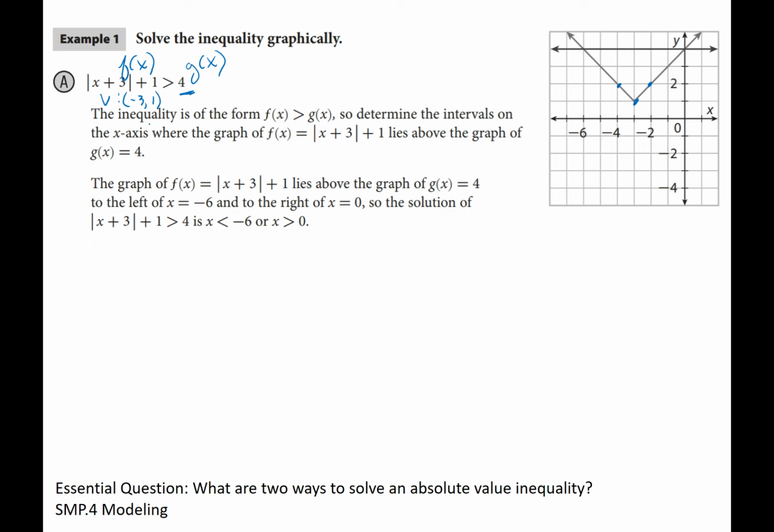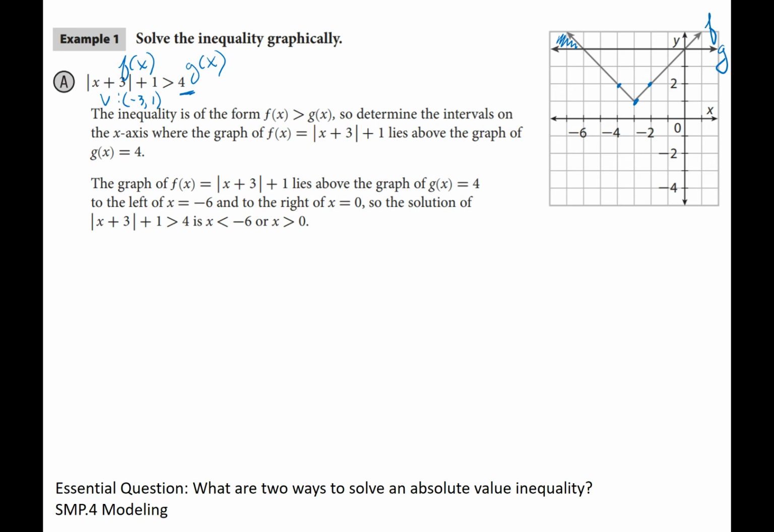So it's saying the inequality of the form f of x is greater than g of x. So to determine the intervals on the x-axis where the graph f of x equals the absolute value of x plus 3 plus 1 lies above the graph of g of x equals 4. So we're looking at where the f graph, the solutions to it, lie above the g graph.